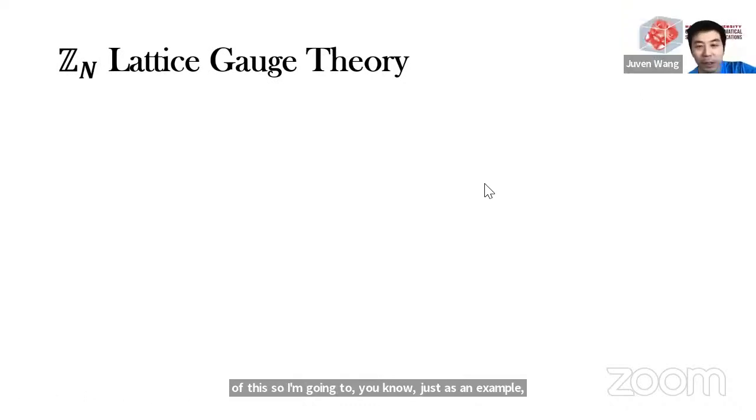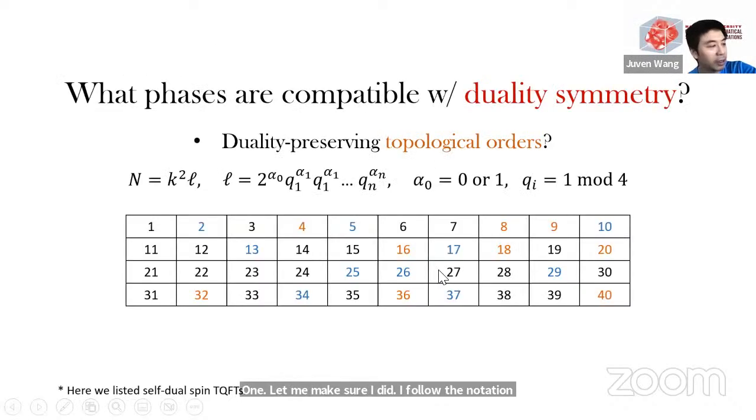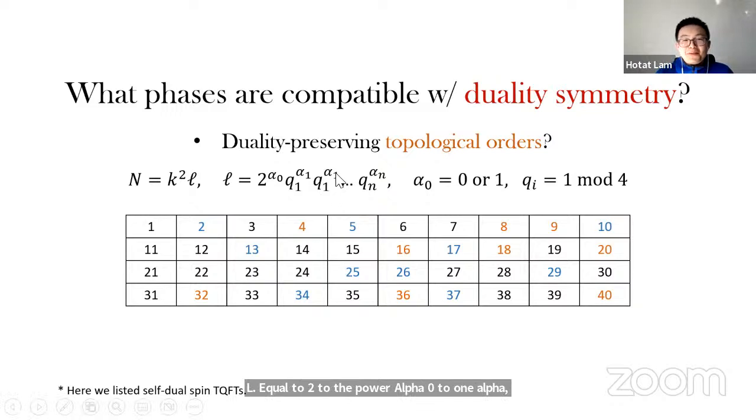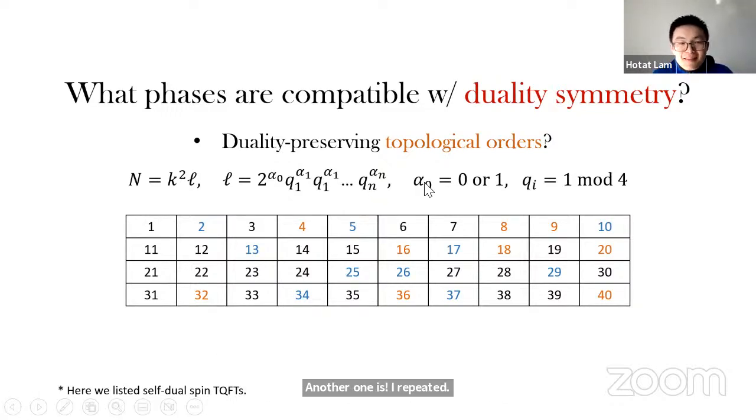Let me make sure. Did I follow the notation correctly? Previous slide. L equal to 2 to the power alpha 0, Q1 to the alpha 1, and the next one is Q1 alpha 1. Is that repeated? Oh, sorry, Q2 to the alpha 2. Yeah. Thank you. Yeah, that was a mistake. And so on and so forth.